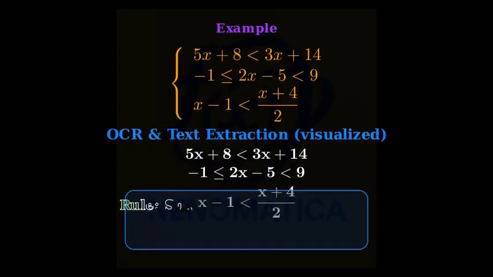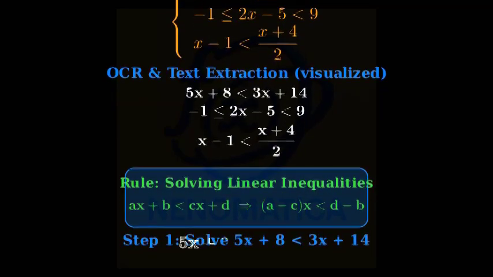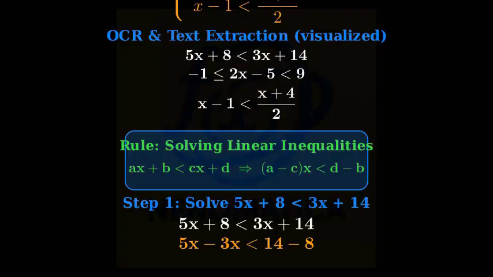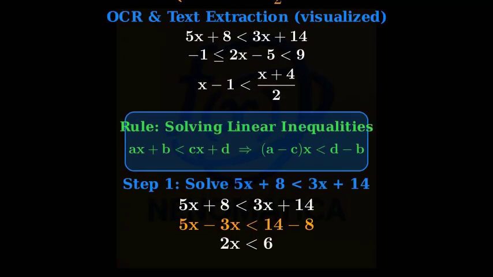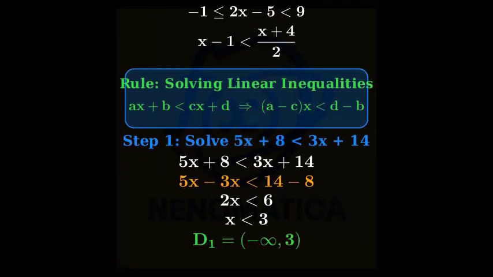Step 1. We use the rule for linear inequalities. Move like terms to one side. Subtract 3x from both sides and subtract 8 from both sides. 2x is less than 6. Divide by 2 to get x less than 3. Thus, d sub 1 equals the open interval -infinity to 3.